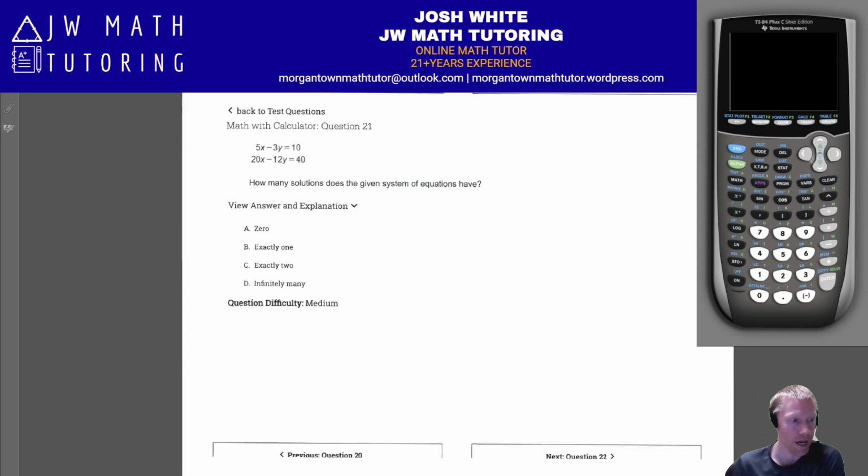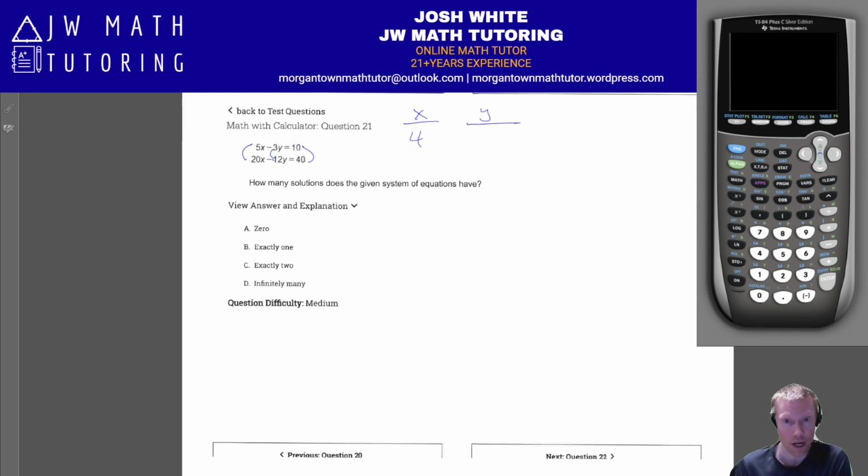Okay, next up we have question number 21. This is a system of equations, and we're just asked to identify the number of solutions that it will have. So for this problem, the easiest way is to look at the multipliers on the x, y, and number terms. So for the x terms, the multipliers, what I mean by that is what do you multiply the coefficient of the x on top by to get the coefficient of the x on the bottom? So it is 5 times 4 would make 20.